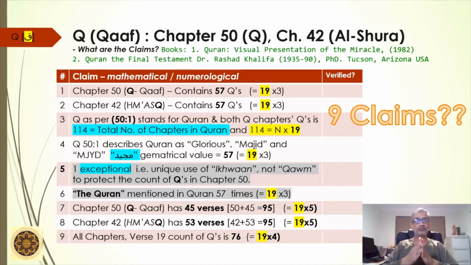divisible by 19. Now, the last claim, which is actually made in the second book, the Quran, the Final Testament: if you count all the Qaafs, the letter Q, the heavy K, in all verse 19s of all chapters of the Quran, you'll end up with 76, which is also divisible by 19 exactly 4 times. So the significance of all these claims is around chapter 52, chapter 50 and chapter 42, but also around the letter Qaaf. Okay, so these are the 9 claims.